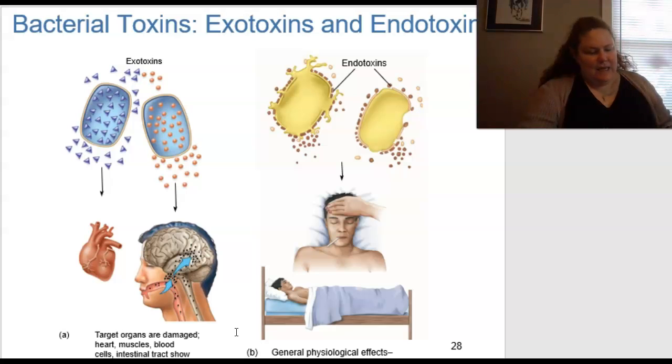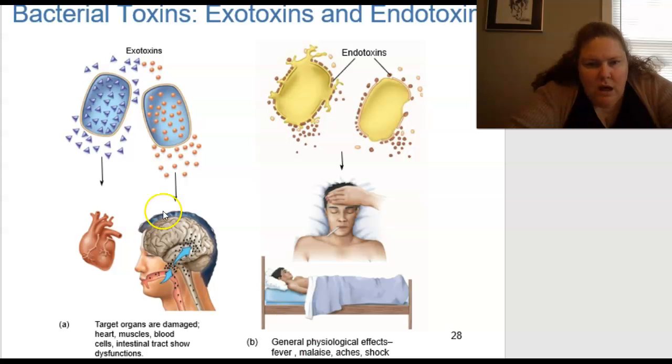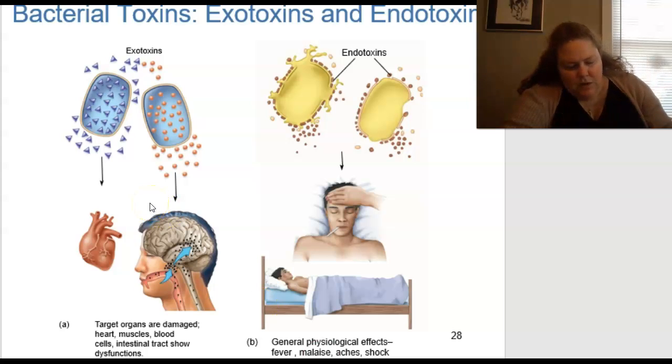So looking at these, this is going to be figure 13.12. Well, let's see if we can get you to see the rest of this here. There we go. So again, this is figure 13.12, and this is the origins and the effects of circulating endotoxins and exotoxins. In A here, the exotoxins are given off by live cells, and they have a highly specific target and therefore highly specific physiologic effects. So the target organs are damaged, like the heart, muscle, and blood cells. Intestinal tracts can show dysfunctions as a result of these toxins invading.